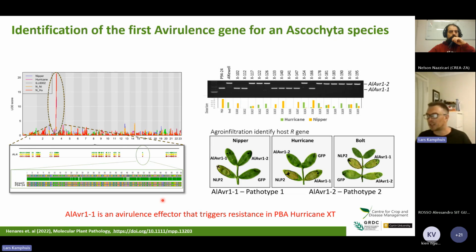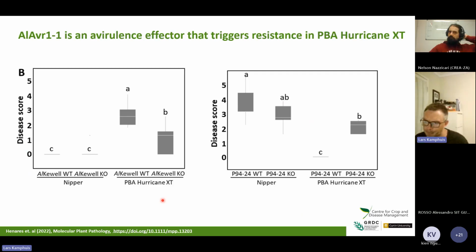So to prove that, we can manipulate the pathogen and knock genes out. And we did that in both pathogens. So Cure, which is not pathogenic on Nipah, as you can see here, when we knock out the ALAVR1 protein, nothing changes. But what was interesting with the Cure isolate, when we knocked out that ALAVR1 version, we see a reduction in pathogenicity on PBA hurricane XT, or in other words, that version of the protein was acting as a potential virulence factor.